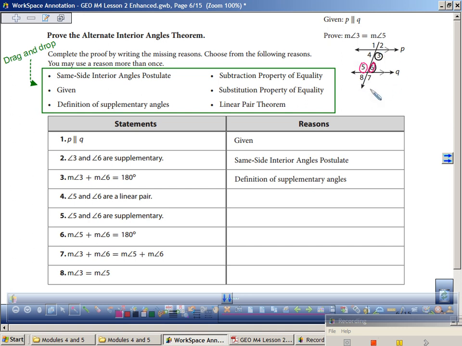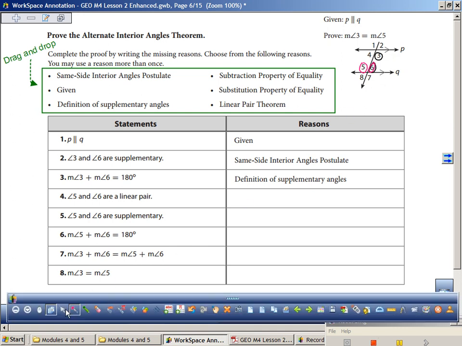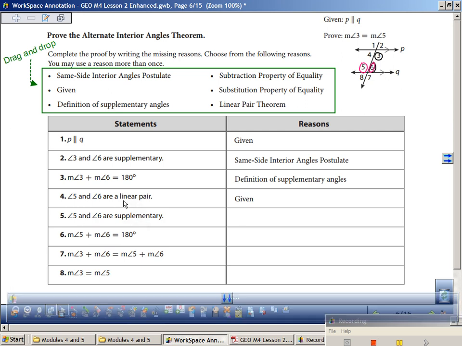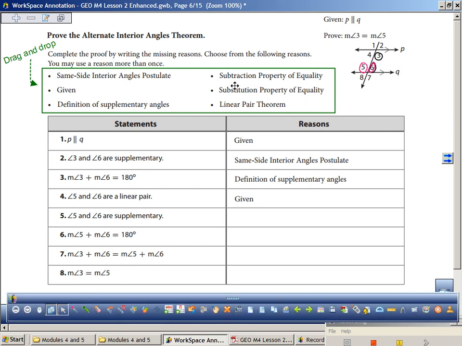It's in the picture. Did they give me the picture? So what's my reason? They gave me the picture, so it is given. There we go. It's given. Okay. So since now we're going in that direction, right, Alex? So since I know that they're a linear pair, I can say they are supplementary. What tells me they're supplementary just because they're a linear pair? Linear pair theorem. Good, guys.